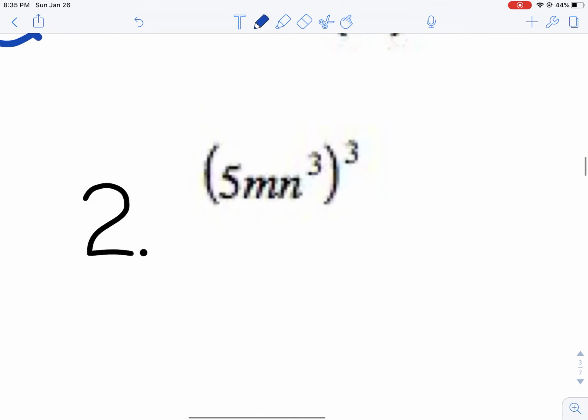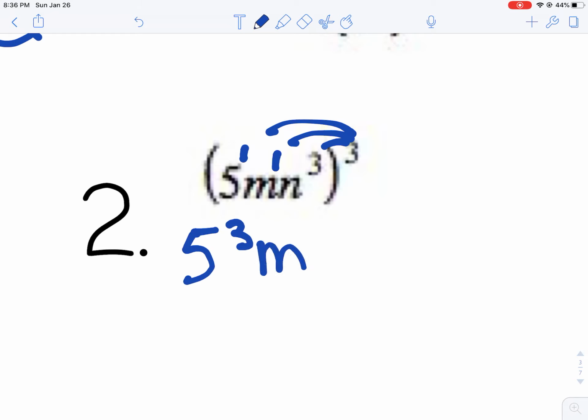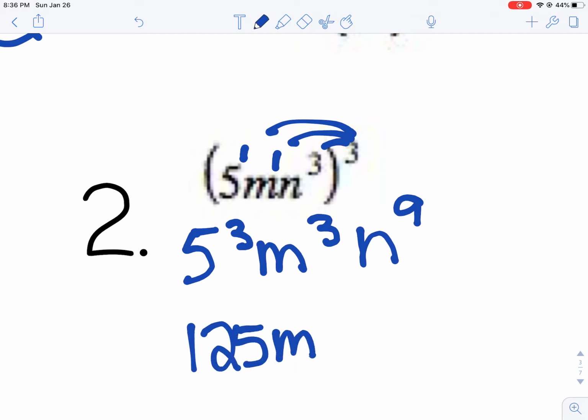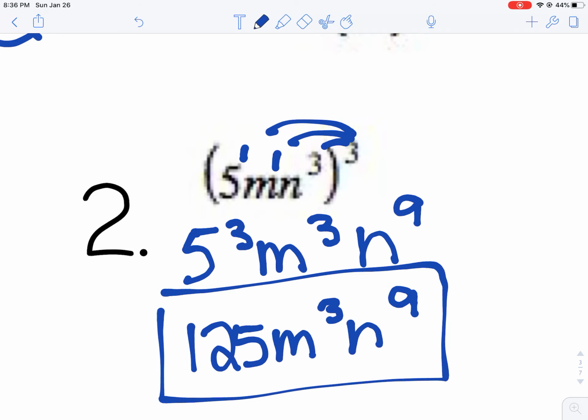Same with number 2. So this 5 has an exponent of 1. The m has an exponent of 1. So we're distributing 3 to every single exponent inside. So that would give me 5 to the third, m to the third, and then 3 times 3 is 9. Now 5 to the third can simplify because that's like 5 times 5 times 5, which is 125. M to the third, n to the ninth.